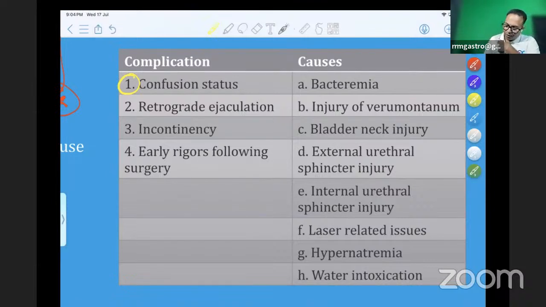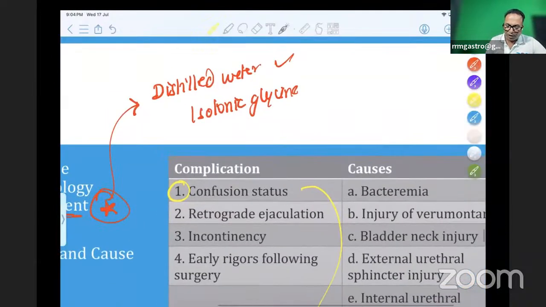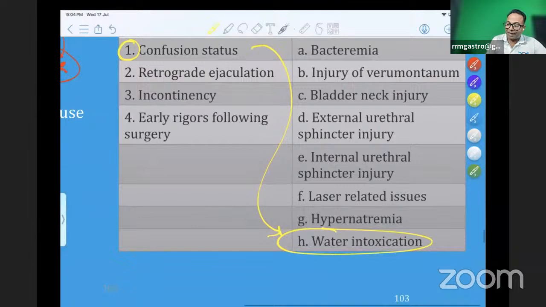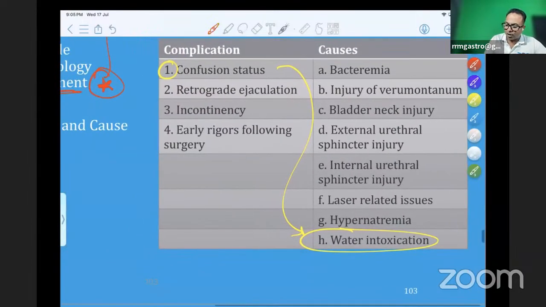Confusion status, the answer is what? Confusion status is due to water intoxication, because I have told you, I used distilled water. Distilled water will enter the bloodstream and cause hyponatremia. Okay, dilutional hyponatremia. So one is A.